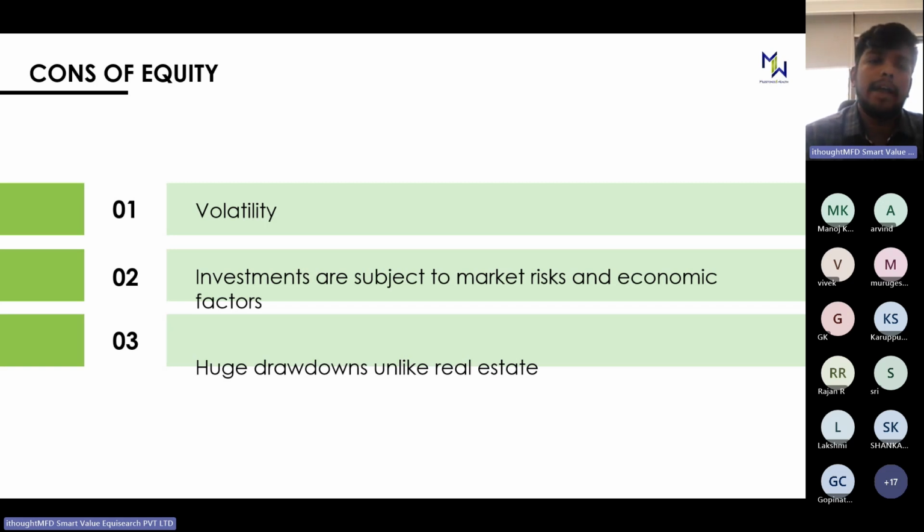That's one thing. And the second one is, as I said, equity investments are mainly subjected to market risk and economic factors. So they are directly linked to whatever is happening across the world. The decisions taken by the government directly impact the equity markets. And there are huge drawdowns. So this is one of the advantages in real estate: there won't be huge drawdowns, so they are generally stable actually. But in the case of equities, there'll be huge drawdowns.